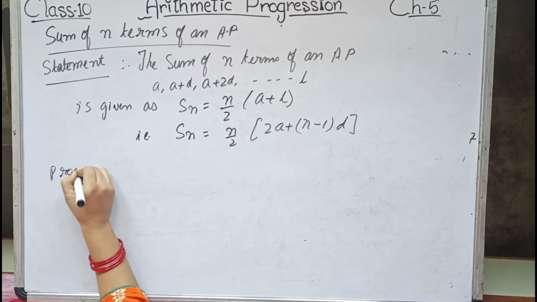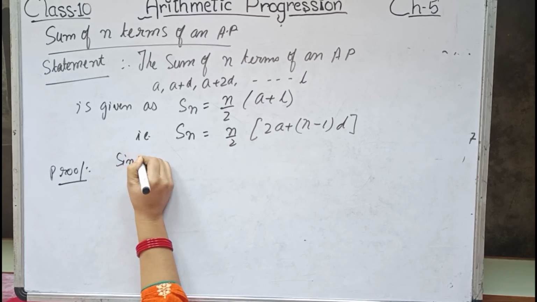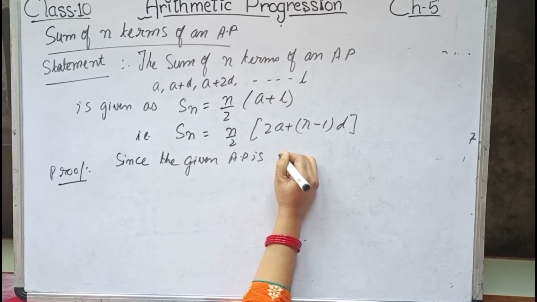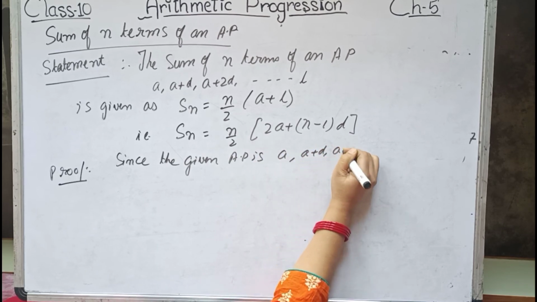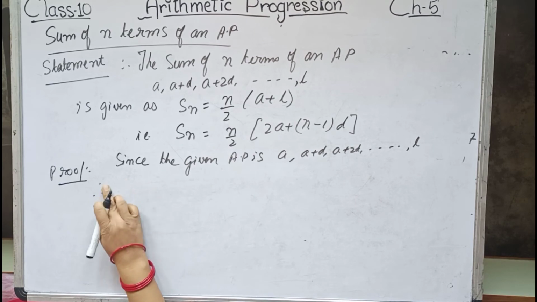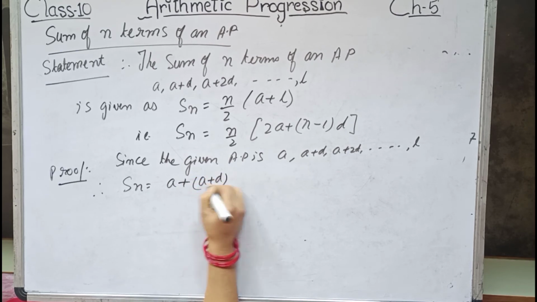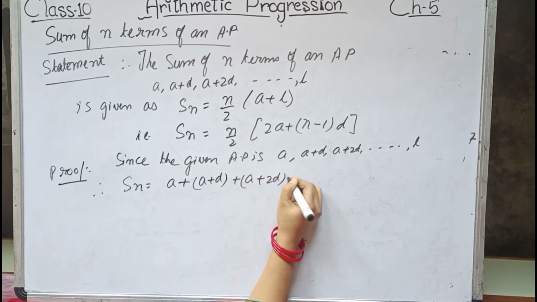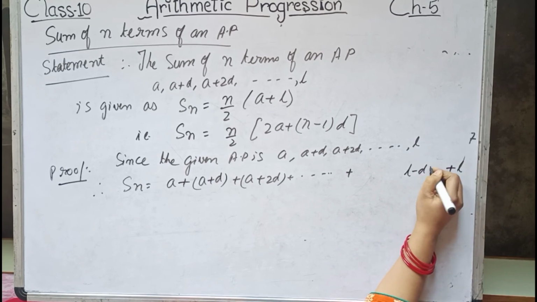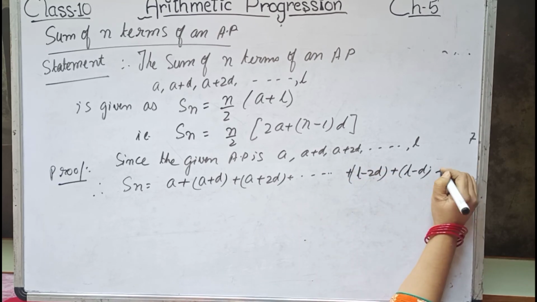So let us do a small proof. Since the given AP is a, a plus d, a plus 2d and so on till l, therefore Sn equals, we are going to add it: a plus (a plus d) plus (a plus 2d) up to so on, plus, here I will write l, and before l it will be l minus d, and before this it will be l minus 2d. Let us write plus l.